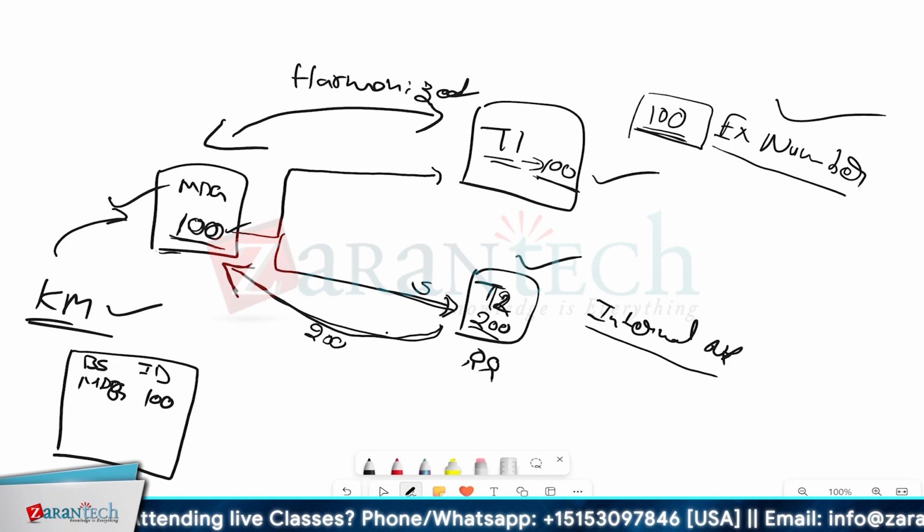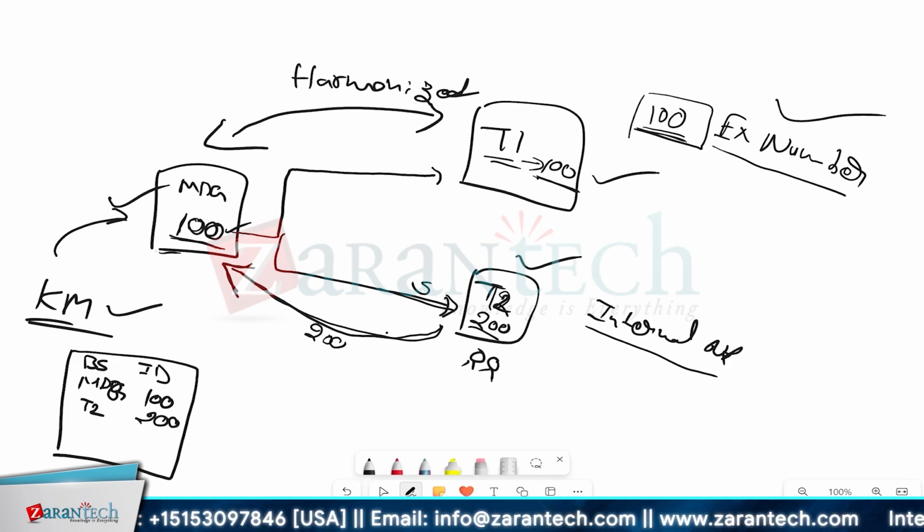Now, when this response gets posted in MDG, the system will make another entry. What is the target system? T2. And what is the key that got created? 200. So likewise, your key mapping entry will be maintained automatically. It will get updated in the MDG system. Now MDG knows, corresponding to material 100, what the material number is in the T2 target system.